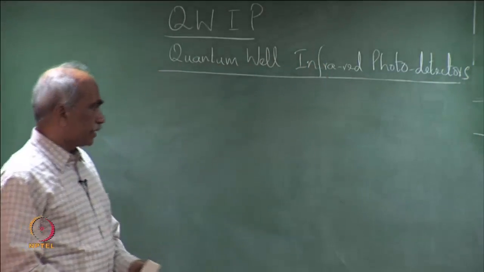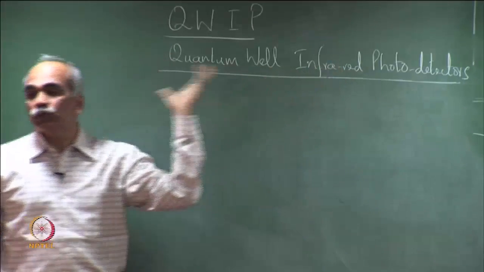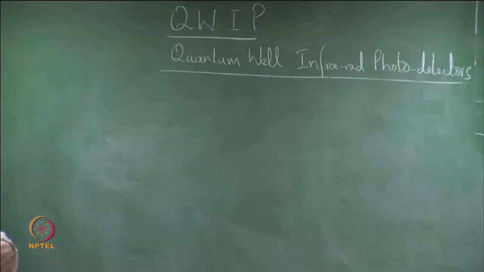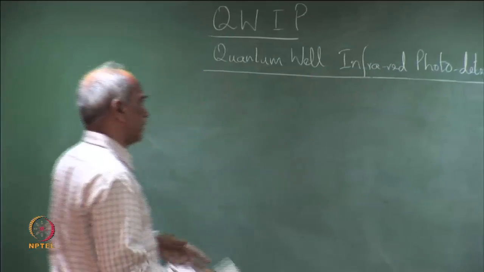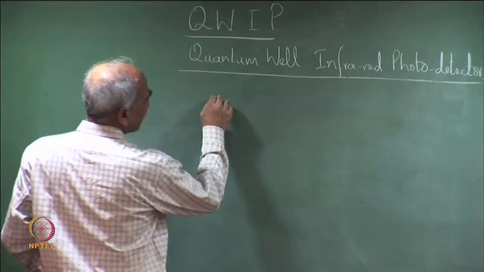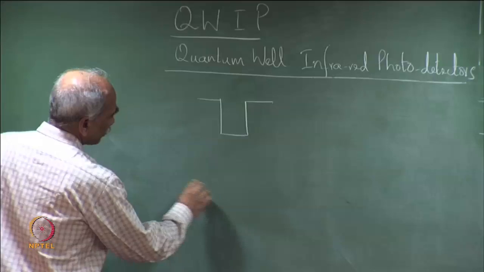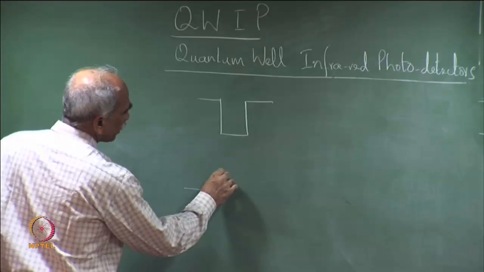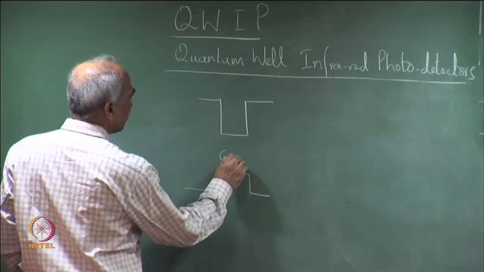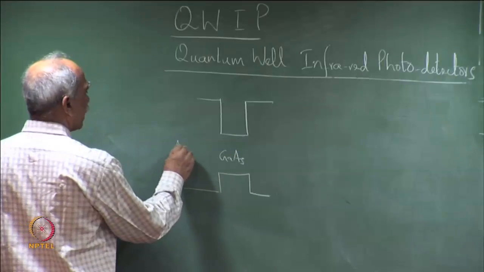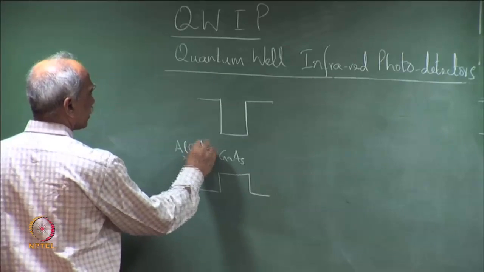These are photodetectors used in the IR, as the name indicates, used for infrared. They make use of inter-subband transitions in a quantum well device. If we recall, we have studied the quantum well structures earlier in detail. So, if we recall a quantum well, let us say for example, gallium arsenide and aluminum gallium arsenide, Al X gallium 1 minus X arsenide.